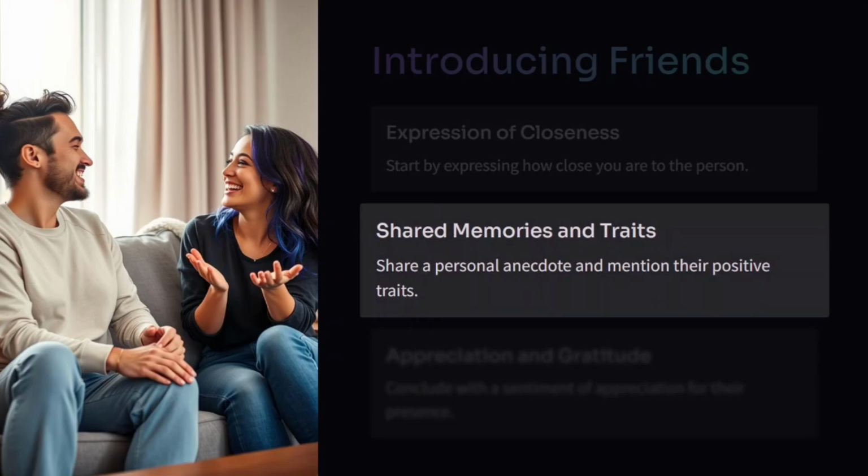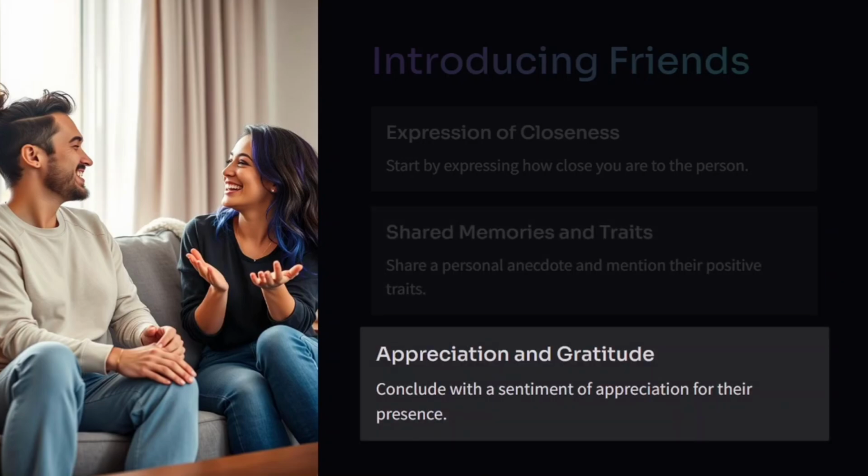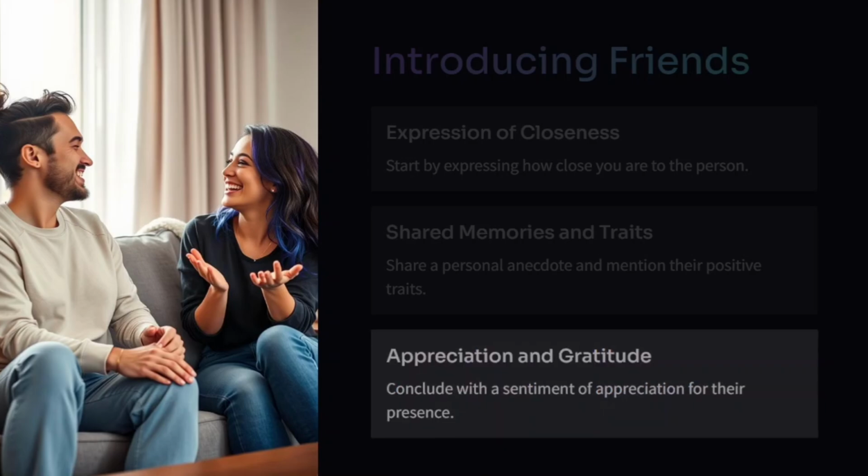And you need to share the memories and the traits or qualities of your friend. Okay, whatever important memories, whatever things you can remember, whatever great qualities your friend has, mainly the positive traits, you need to mention. And then you need to appreciate your friend, show gratitude that you have that much bond and those good qualities with your friend. You need to appreciate their presence.